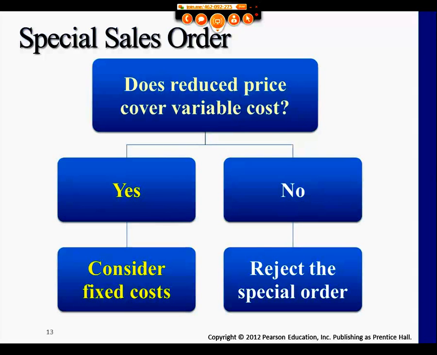Okay, so does the reduced price cover variable costs? If it's a yes, they will consider it. If it's a no, then they will reject it. Okay? Sometimes a business will incur fixed cost, but not as much variable cost. Sounds odd, right? But that might be the case. For example, well, think of an example. What could it be? Fixed cost, but not variable cost. Insurance premium. Okay, that might be the case.